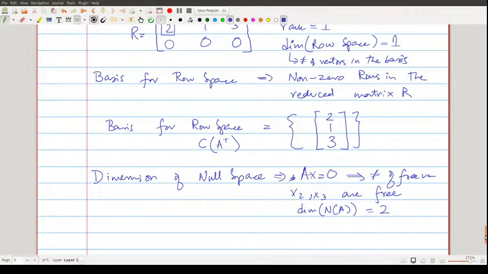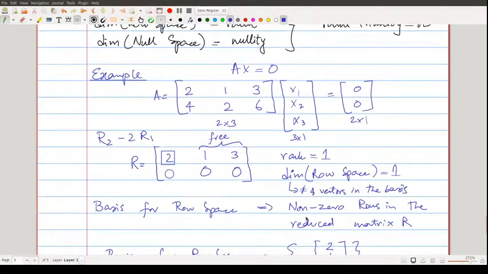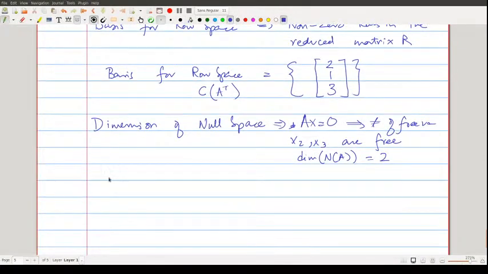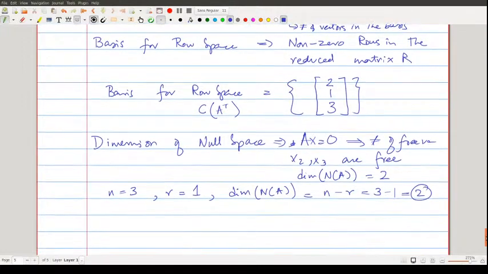And I should not have needed to check that even, because notice that this matrix is 2 by 3. That means n is equal to 3. So if n is equal to 3, and the rank of the matrix is 1, then I know that the dimension of the null space of A is going to be n minus r, which is just 3 minus 1, which is again 2. So the dimension is easy to find once you know the rank of the matrix. So the dimension of the null space follows from the rank. Okay. And what is this null space?